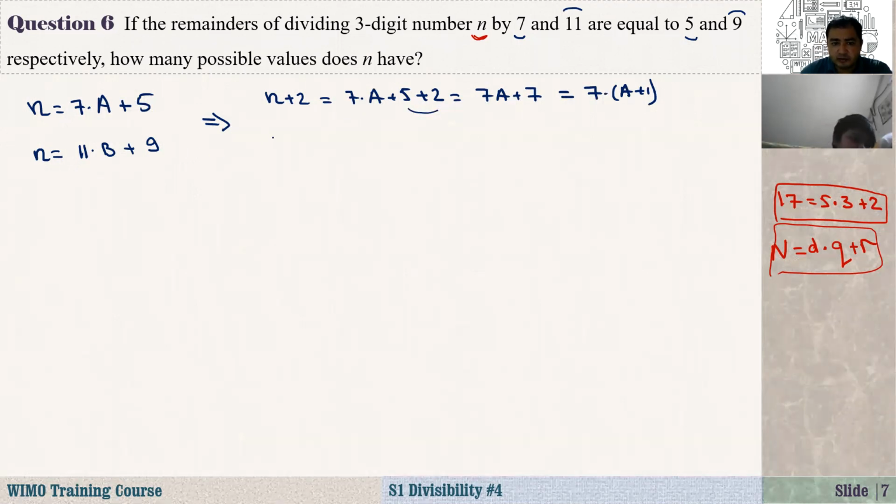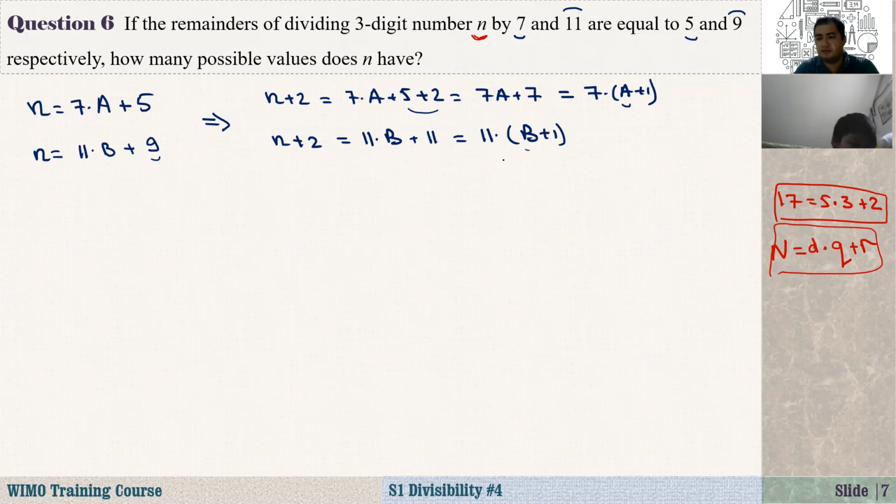And how about the second one? Again, as you see here, if I just add 2 on the right hand side, we have 11 times B. Now 9 plus 2 is equal to 11. So here 11 is a common factor. I can just write it as B plus 1. This capital A and capital B are some natural numbers.